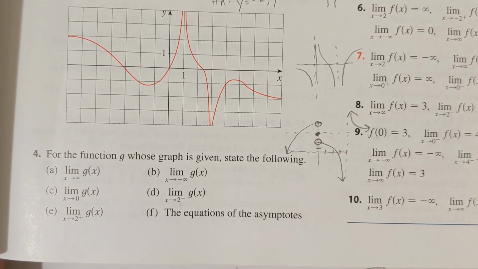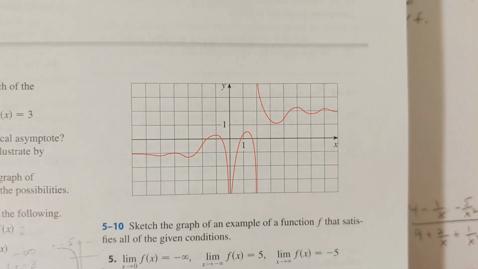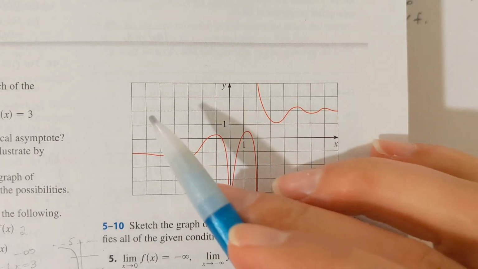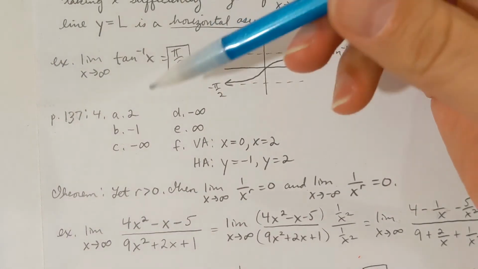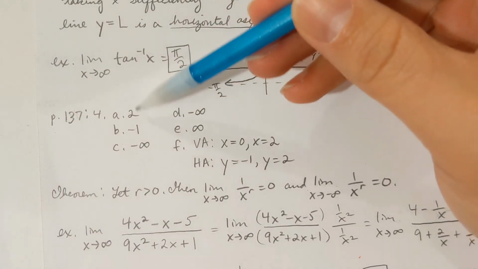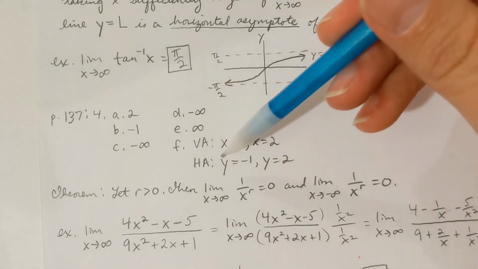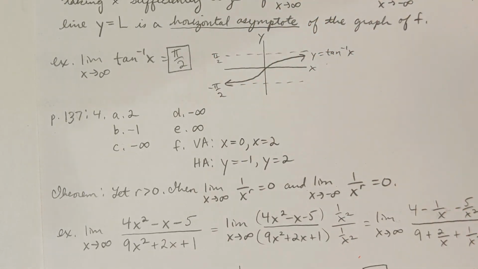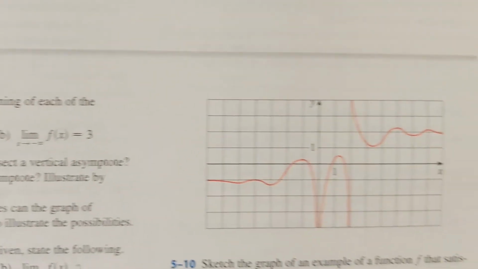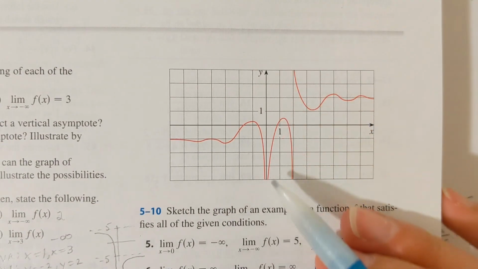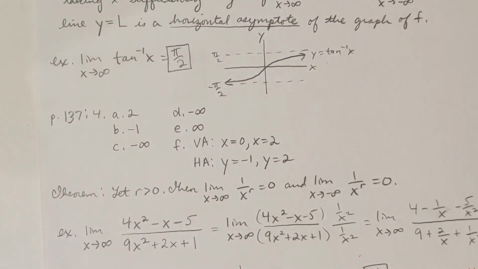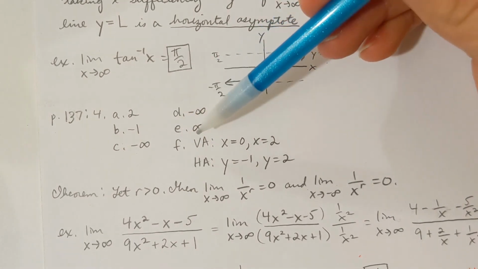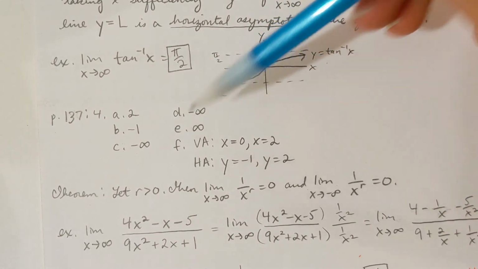Part F, state the equations of the asymptotes. Okay, so we're going to have two horizontal asymptotes at y equals 2 and y equals negative 1. By the way, that is because of these limits at infinity that we were calculating in A and B, that we get these two horizontal asymptotes. We're going to have two vertical asymptotes at x equals 0 and x equals 2, and that is because of these infinite limits that we were getting here in parts C, D, and E.